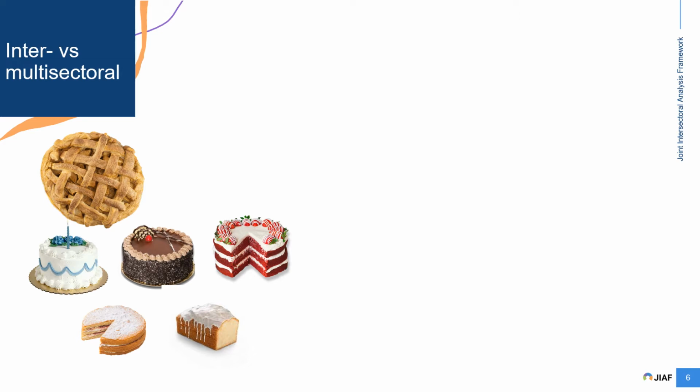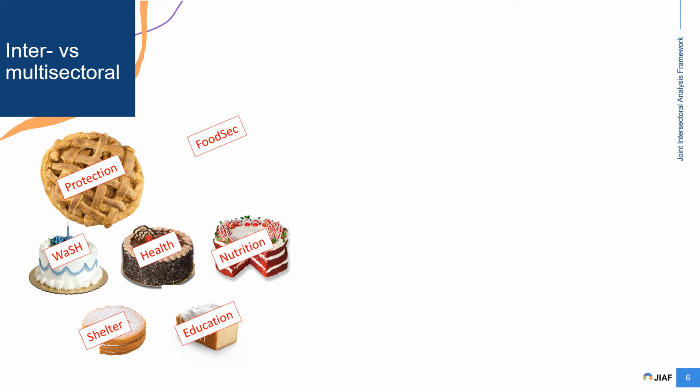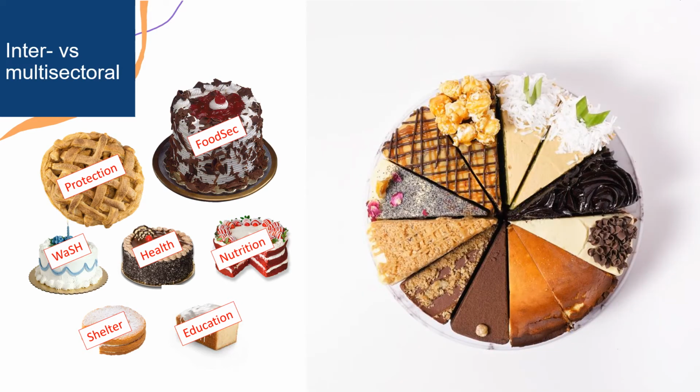Intersectoral or cross-sectoral approaches, on the other hand, highlight the importance of system thinking and consider issues as a whole, across sectors, and the range of factors that collectively influence, in this case, humanitarian conditions, or how situations in one sector influences or impacts upon one or more other sectors.